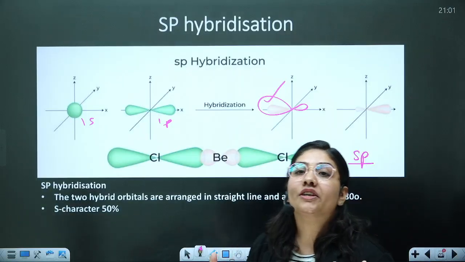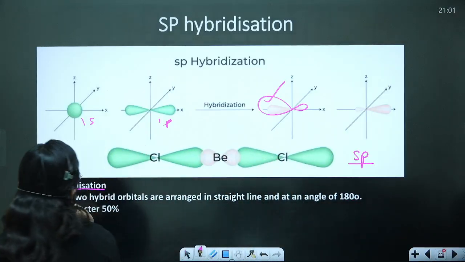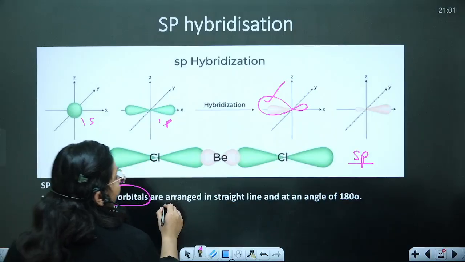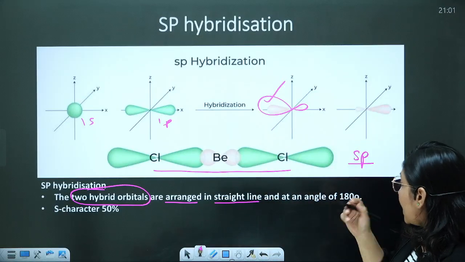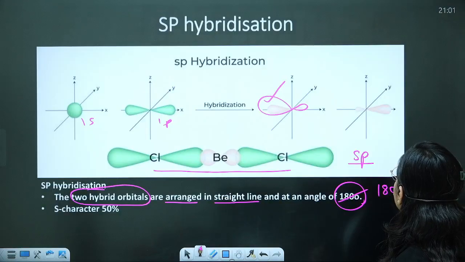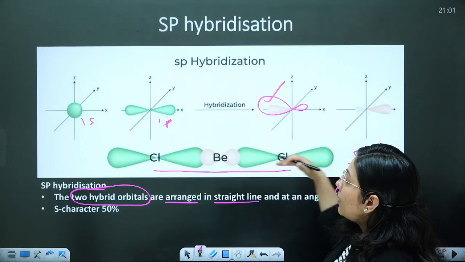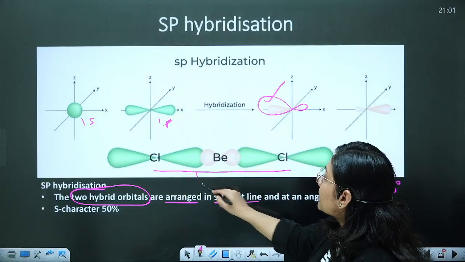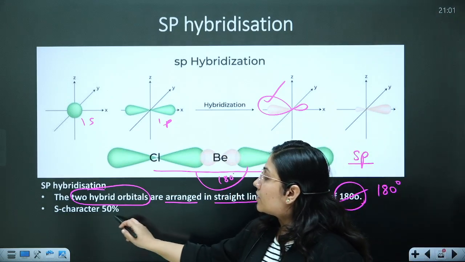Now what are the features of sp hybridization? See, two hybrid orbitals are arranged in a straight line. You can see the straight line, okay, at an angle of 180 degree. You can see when there is no lone pair, they are forming a straight line, and this angle is of 180 degree. S character is 50%.